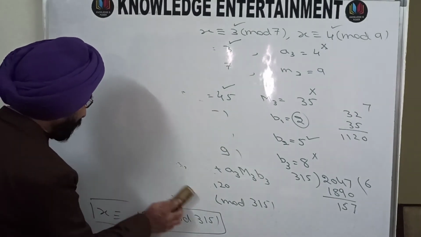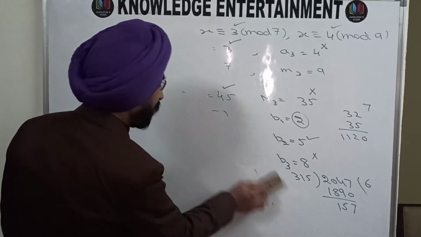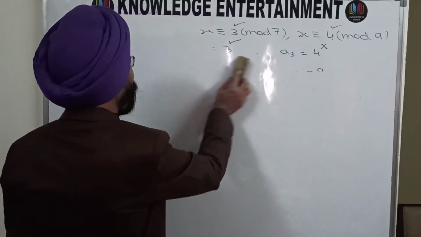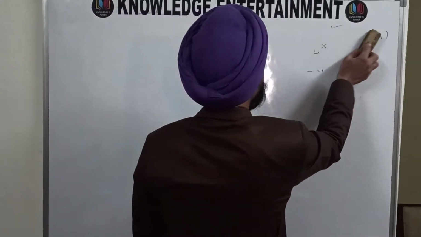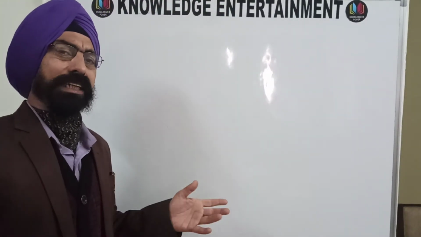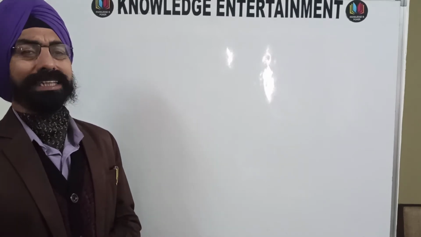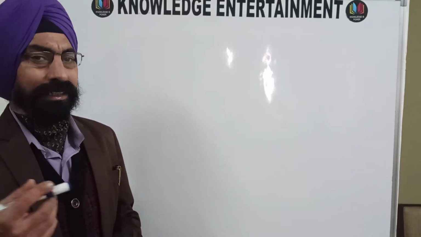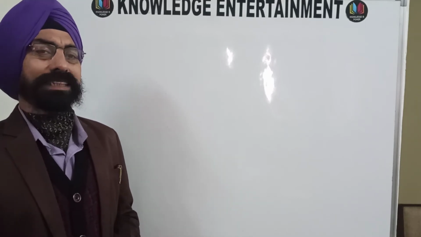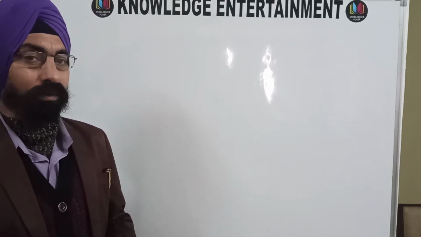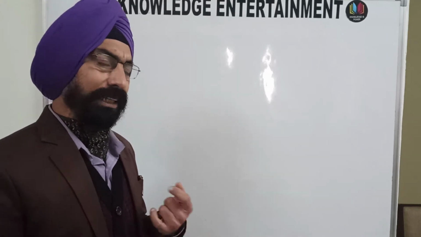But as I said earlier, all the systems of linear congruences are not solvable by Chinese remainder theorem. In case your m1, m2, m3, m4, m5, whatever the number of linear congruences, if these small mi's are not relatively prime in pairs, then you cannot solve this system of linear congruences by Chinese remainder theorem. Then how to solve? So let us have another example, another question.